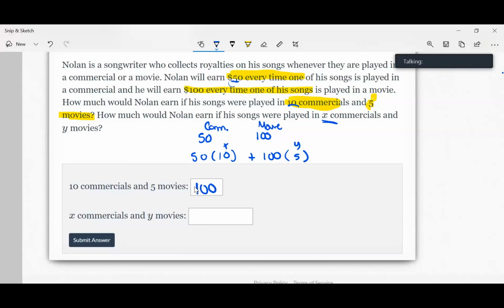Then what you do for the second part is you just look here. X is commercials and Y is number of movies. So I'm just going to replace the 10 with X and the 5 with Y. So you'd have 50X plus 100Y. Because we know that however many commercials and movies his song is played in, we would just need to replace those numbers with X and Y, and that would tell us our answer. So this answer down here is going to have X's and Y's in it. Okay.